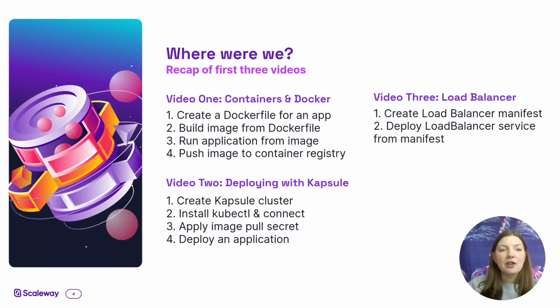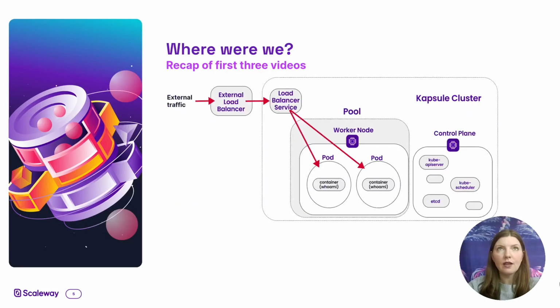In the third video, we created a YAML manifest to specify a load balancer service. And again, we used kubectl, this time to deploy our load balancer from the manifest, and we saw how the Cloud Controller Manager created and configured a Scaleway load balancer with an external IP so that the cluster was accessible from the public internet. This is what our cluster looked like at the end of the last video.